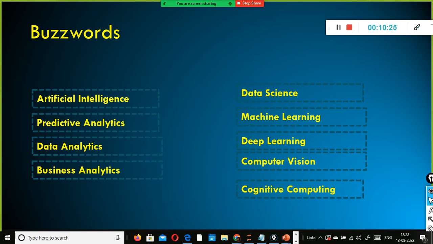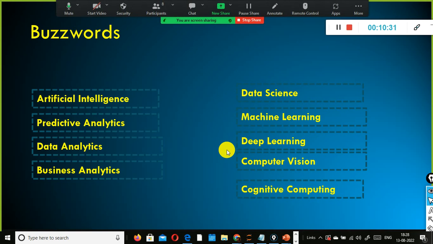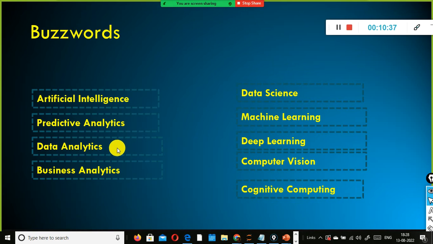If you talk to any data scientist, artificial intelligence guy, they use all these lingos where they talk about artificial intelligence. Some people say predictive analytics, data analytics, business analytics, data science, machine learning. All these different terms they use. Or are these terms different? Now let us take a look at this.